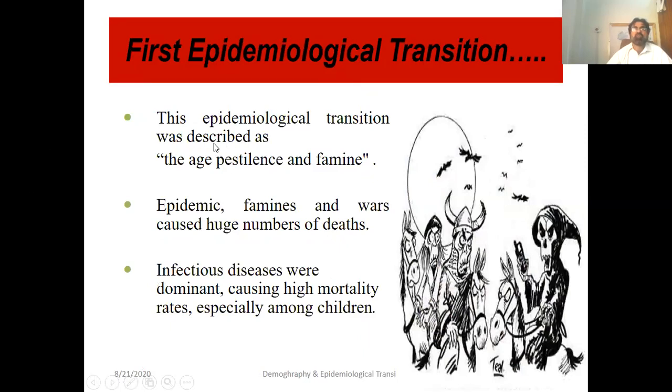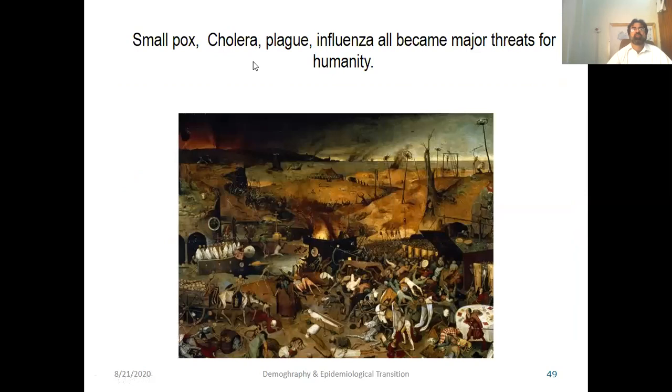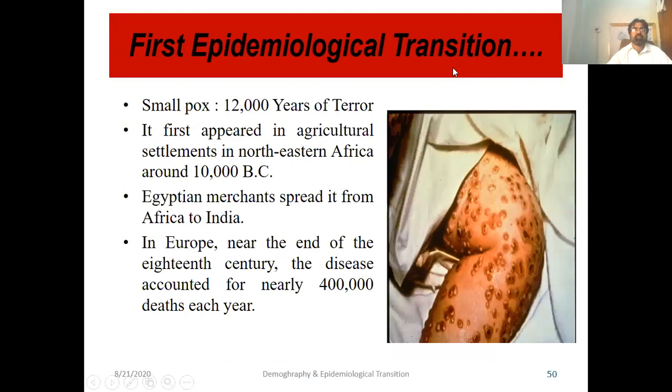The epidemiological transition was described as the age of pestilence and famine. Epidemics, famines, and wars caused huge numbers of deaths. Infectious diseases were dominant, causing high mortality rates, especially among children, because of the unavailability of vaccines. The domestication of animals brought other disease vectors in close contact with humans. Anthrax and tuberculosis gained access to human hosts. While increasing food security and nutrition, this transition also introduced several significant disease factors as well. Smallpox in this stage, cholera, plague, influenza all became major threats for humanity.